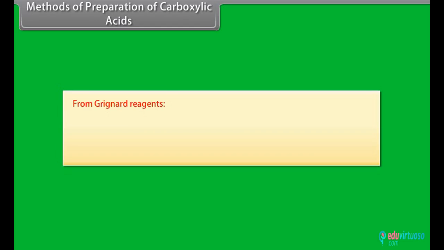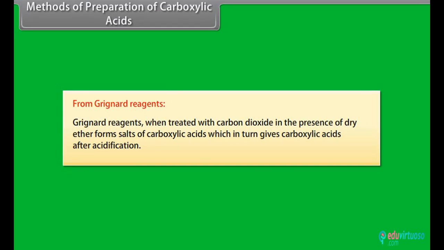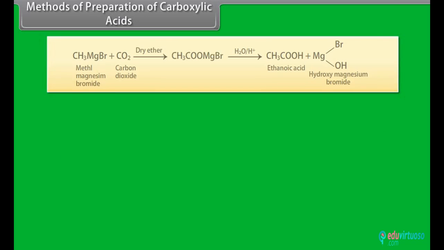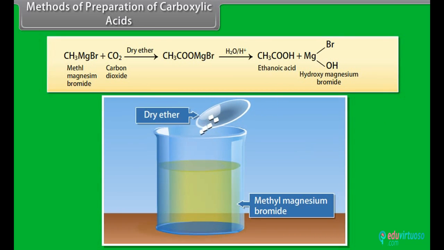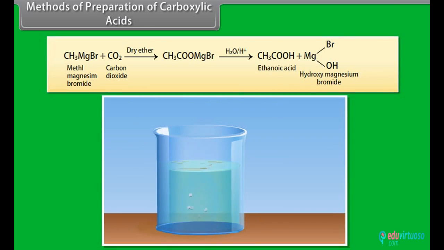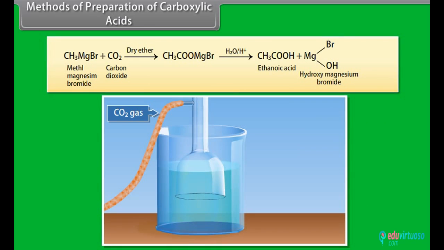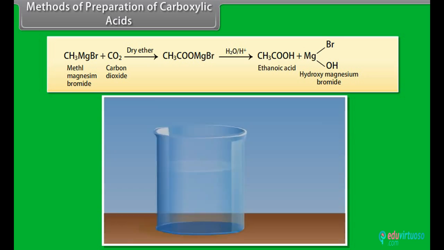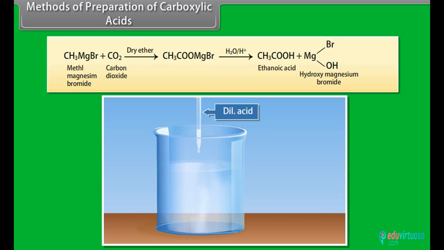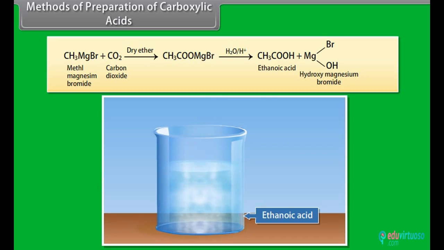Methods of preparation of carboxylic acids. From Grignard reagents. Grignard reagents, when treated with carbon dioxide in the presence of dry ether, form salts of carboxylic acids, which in turn give carboxylic acids after acidification. Methyl magnesium bromide reacts with carbon dioxide in the presence of dry ether. It forms the salt of a carboxylic acid, which forms ethanoic acid and hydroxy magnesium bromide after acidification.